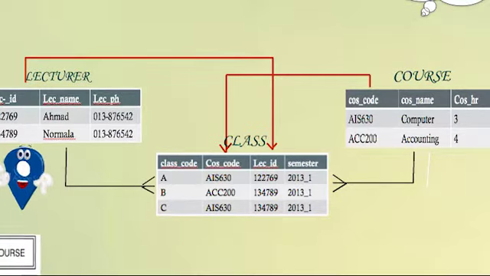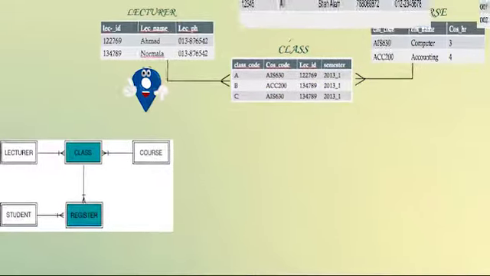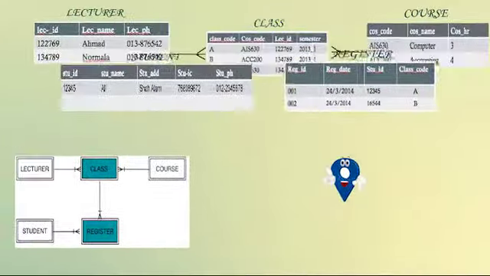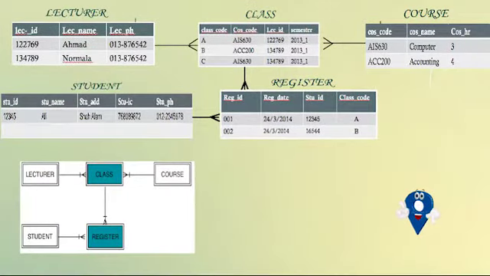Now, let us complete the whole database for the student course registration system. We can conclude that foreign key is only seen in tables that are at the many end instead of the one end of the entity relationship diagram.